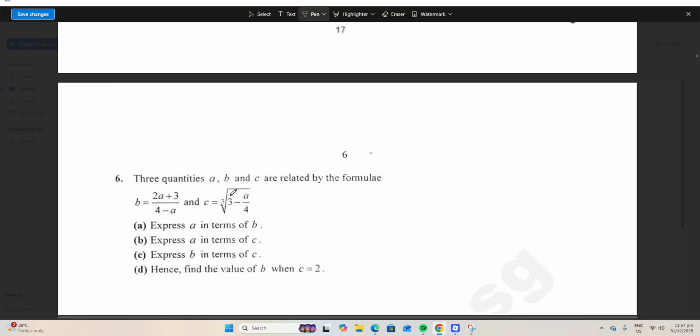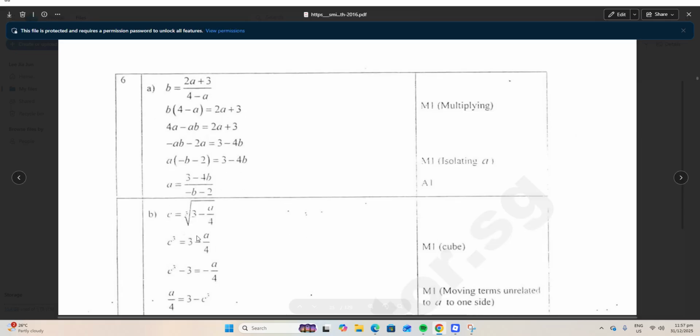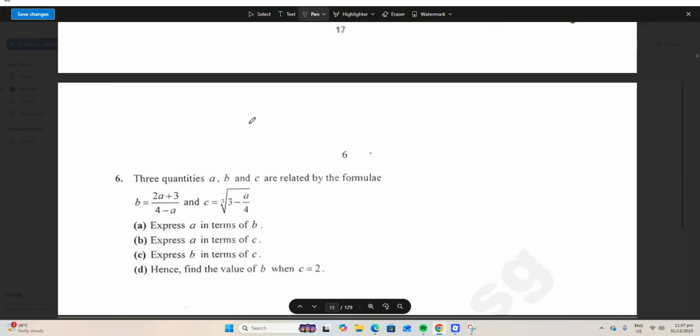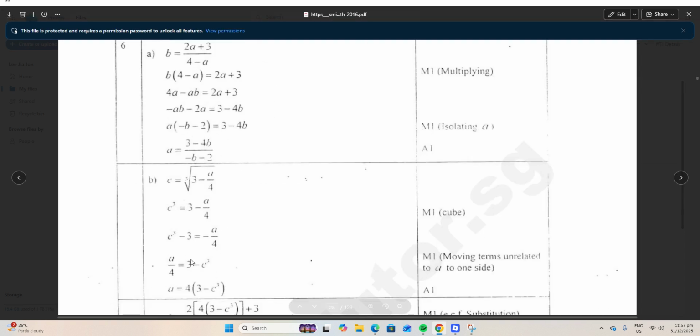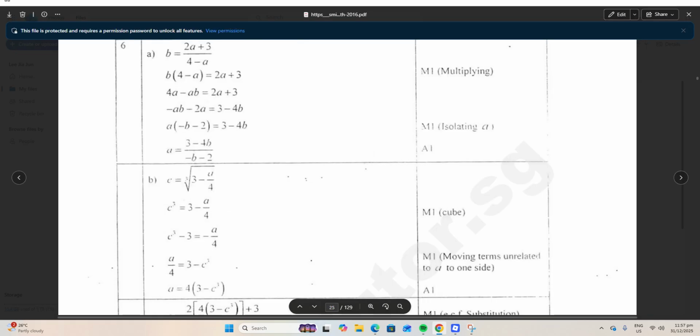Just do the same. Cube both sides. Cube. Then minus 3 equals to minus A over 4. Okay, then you just simplify it, then you will get this. Okay, last question, part C. Express B in terms of C. So you of course have to sub it in. You have to do a bit of manipulation.